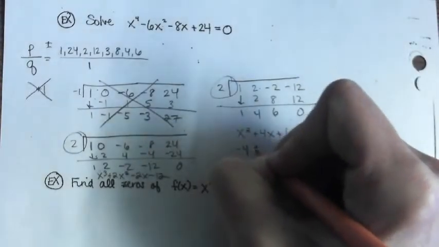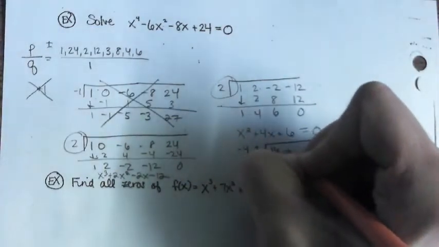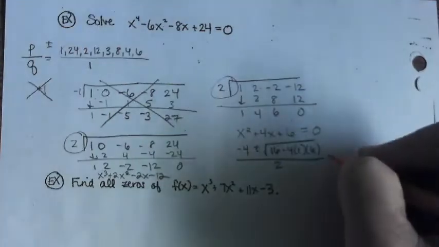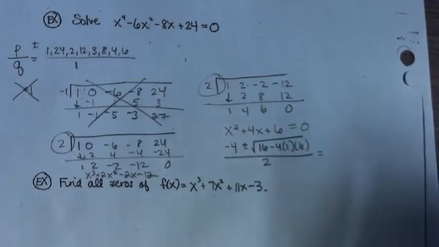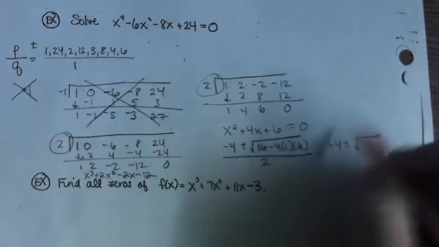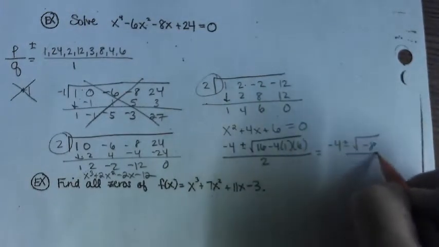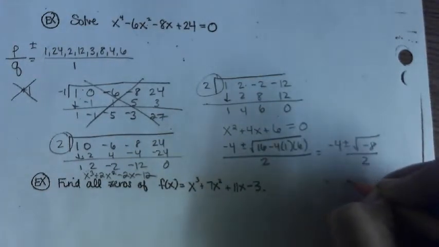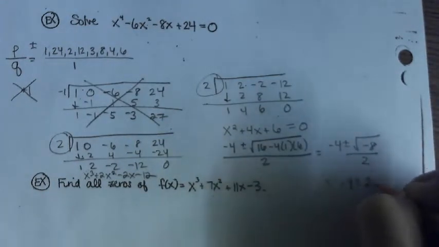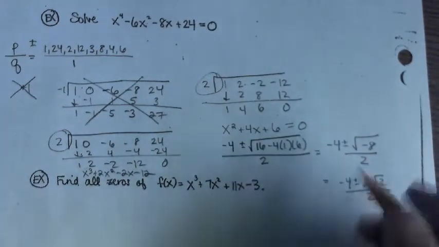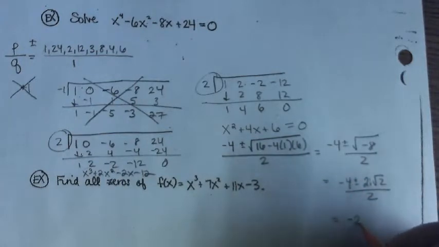Negative b plus or minus the square root of b squared minus 4 times a times c, all over 2a. 16 minus 24 is negative 8, all over 2. Negative 4 plus or minus 2i root 2. And then we can reduce that by 2: negative 2 plus or minus i root 2.